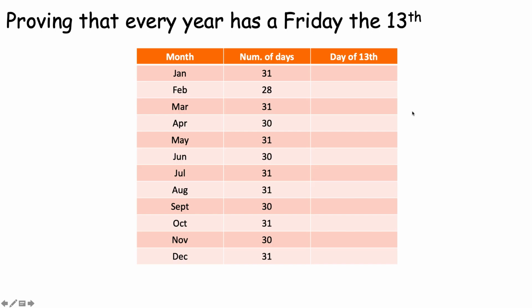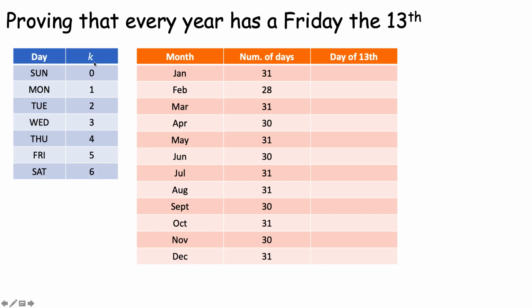To do that, we will take the help of this chart where we have written down all the months along with number of days of that month, and we will find out what day the 13th of that month would be. And since we are trying to do this generally and not for any particular year, we will use this variable k to represent what day we are talking about. And this k can take a value from 0 to 6, which would correspond to each day of the week.